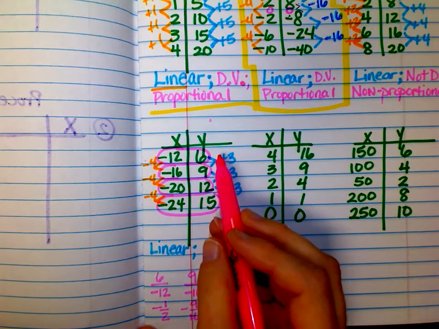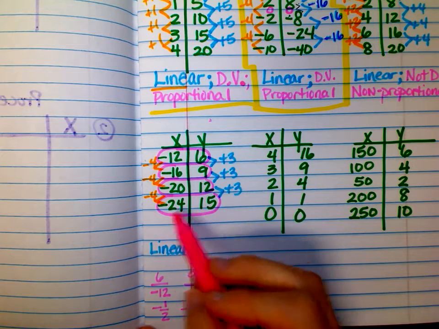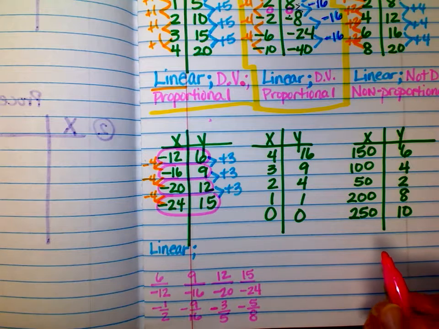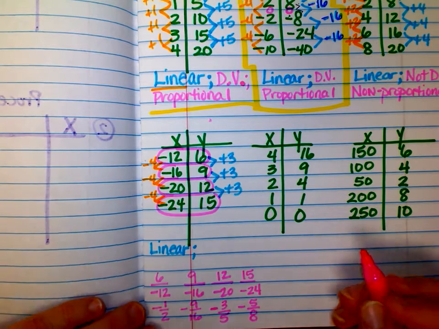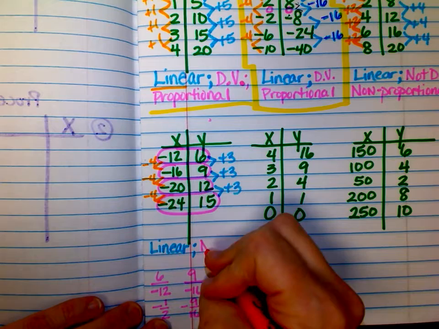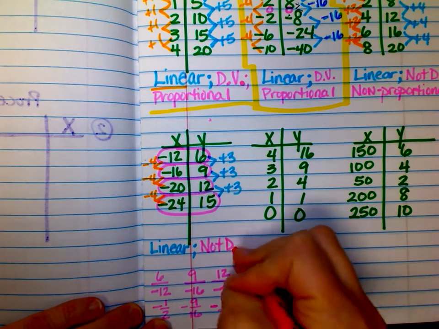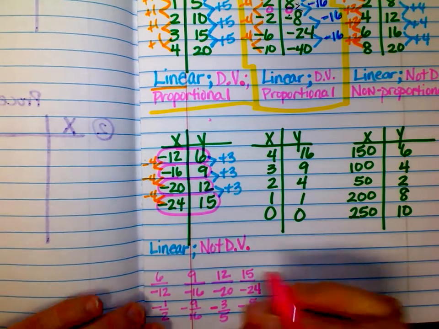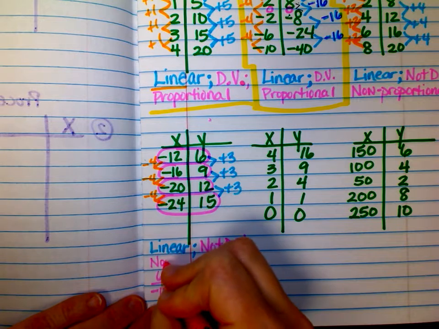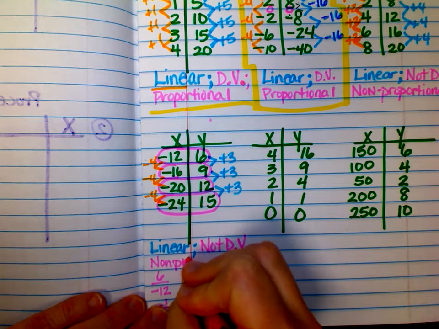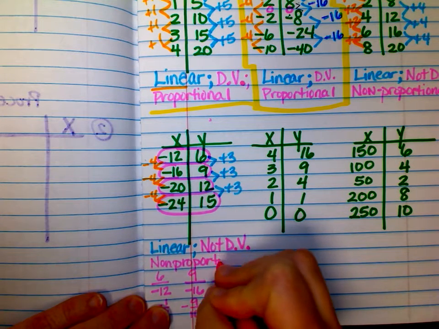So although this is a linear relationship, it is not going to be direct variation, which means it's not going to go through the origin. So we're going to go ahead and write that it's not direct variation, which also means that this is a non-proportional situation.